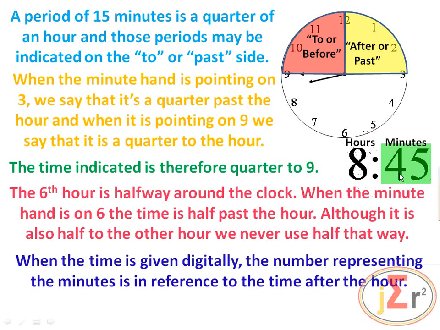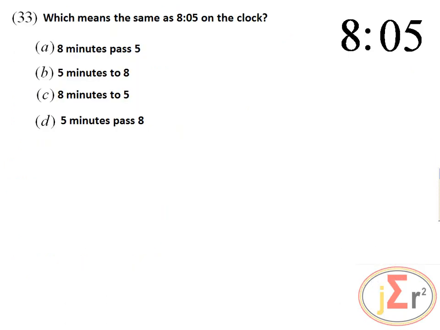Not only that, the number of minutes on a digital display will tell us the number of minutes after the hour. So 8:45, it is 45 minutes past or after the hour, which means the same as 8:05 on the clock. Which one of these represents 8:05 on the clock? Is it 8 minutes past 5?